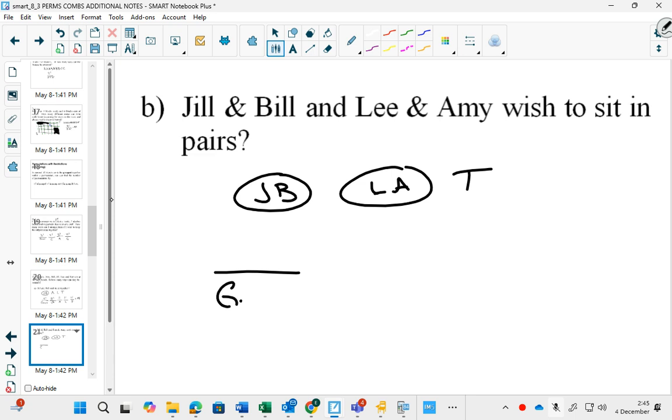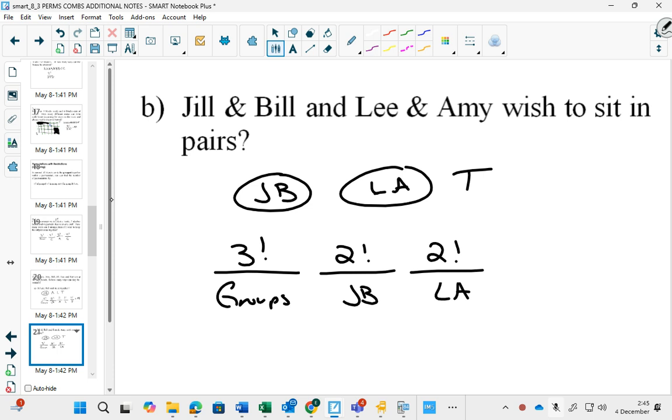So for our groups, we would have 3 factorial. The Jill Bill would be 2 factorial. The Laney would be 2 factorial. And then you could write Tom all by himself there. You wouldn't need to. If we multiply this out, 6 times 2 times 2, we get 24 ways.